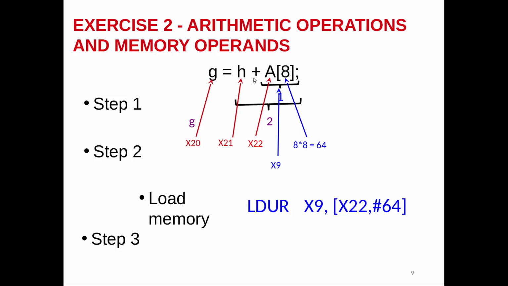And the next one, we have the addition. It is completely the same as exercise 1. So we have ADD X20, or the register for G, X21, which is the register that stores the value for H, and then X9, the register that stores the value that comes from memory. So this instruction will add register 21 together with register 9 and then store it in register 20.